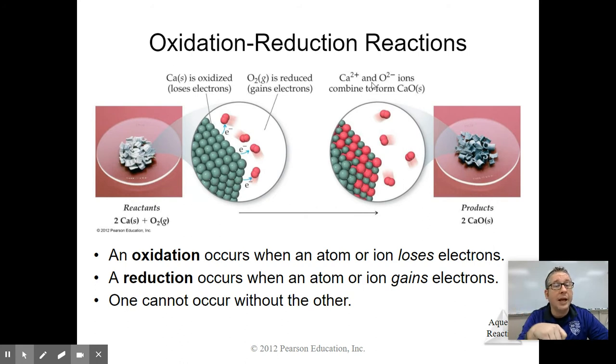And oxygen, starting off at 0, at the very end now has an oxidation number of -2. So that means it went from 0 to -2. So it became more negative, which means it had to gain electrons. So it was reduced.